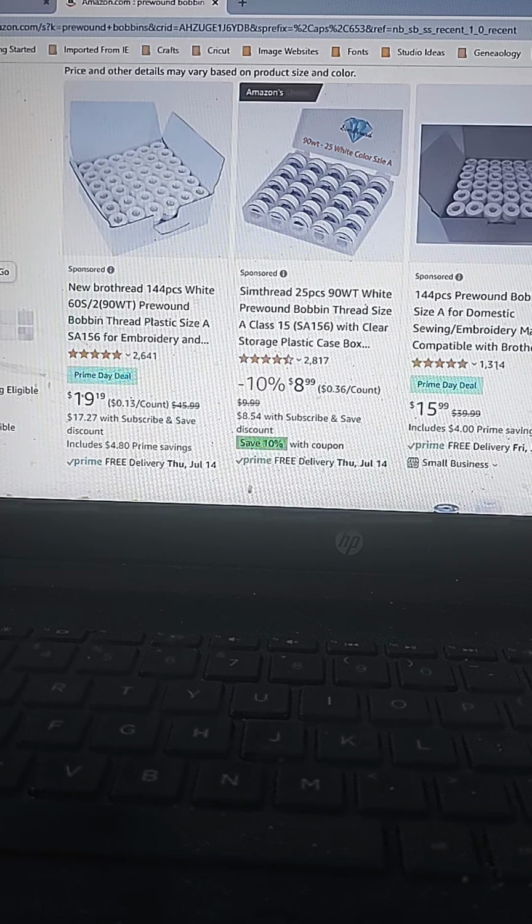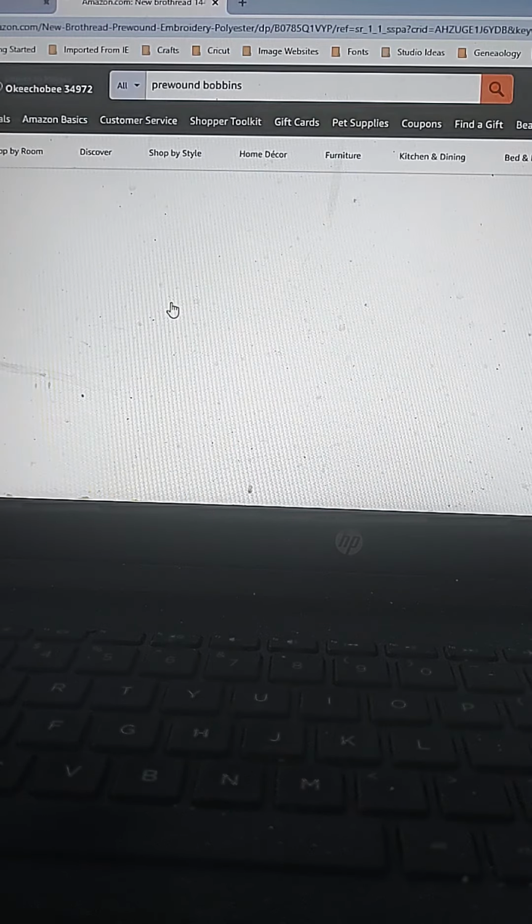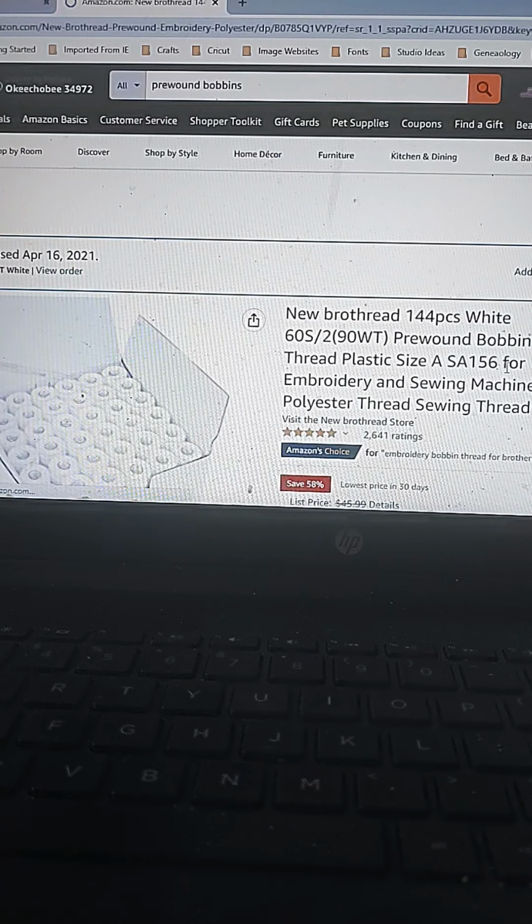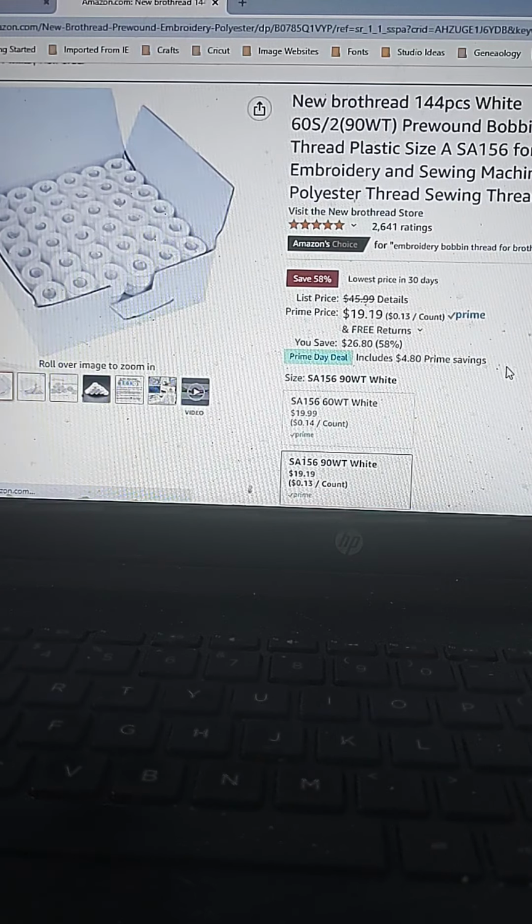The first thing I saw was a killer Prime Day deal for this, which is the Bresdel thread. I don't even know how you're supposed to say that, but it is pre-wound bobbins. I use these in my embroidery machine, my Baby Lock Flourish. And as you can see, the normal price is $45.99. They are $19.99 today with your Prime deal. This is an awesome deal if you ever use these.